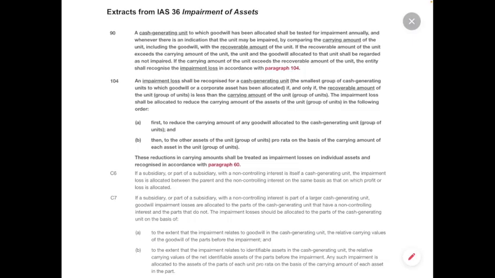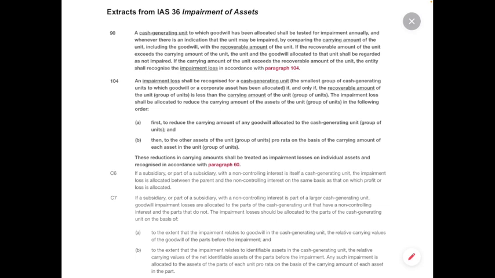Now, in terms of paragraph 104, it says that an impairment loss shall be recognized for a cash-generating unit, that is the smallest group of cash-generating units to which goodwill or a corporate asset has been allocated, if and only if the recoverable amount of the unit or groups of units is less than the carrying amount.